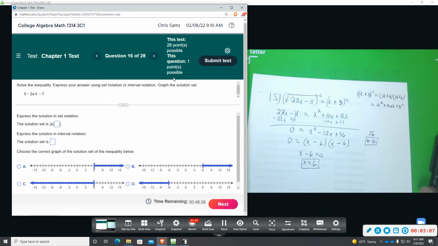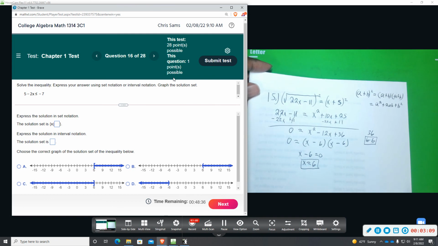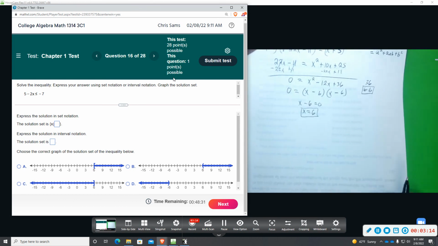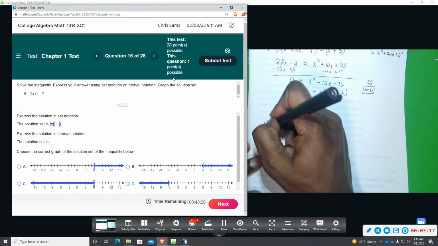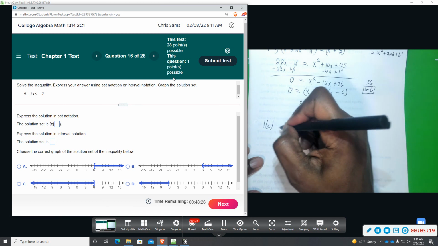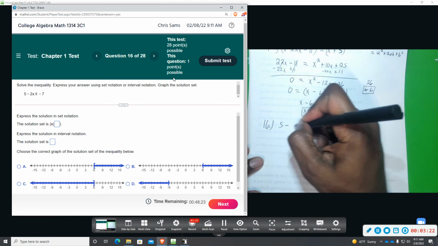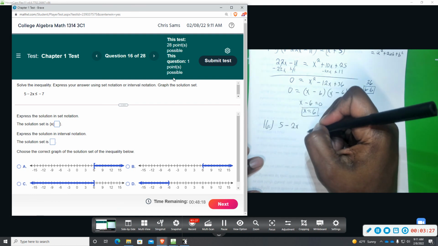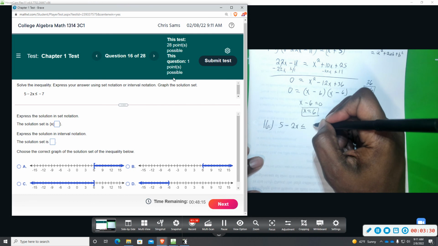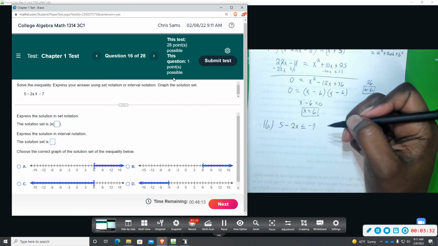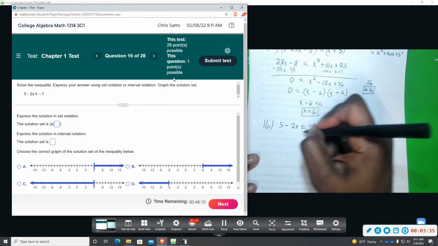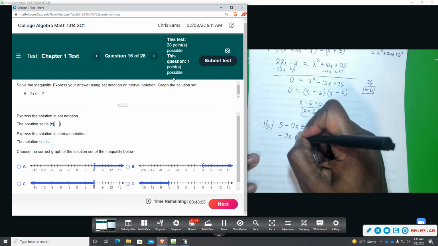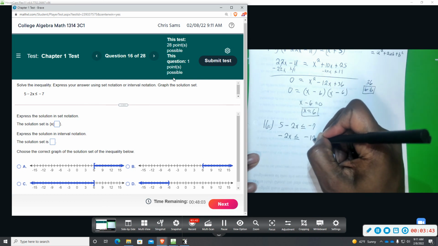All right, on 16, we just want to solve the inequality. So, let me see. We have 5 minus 2x is less than or equal to negative 7. All right, so we're going to subtract 5. It's going to add with that negative number. It's going to give us negative 2x less than or equal to negative 12.